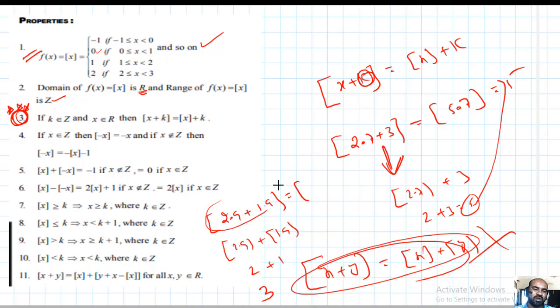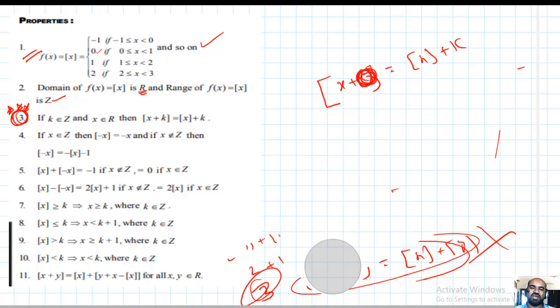But the actual value: 2.9 plus 1.9 is 4.8. Step of 4.8 is 4, but what we got here was 3. That's why step of x plus y is not equal to step x plus step y. If y is an integer, you can write it.